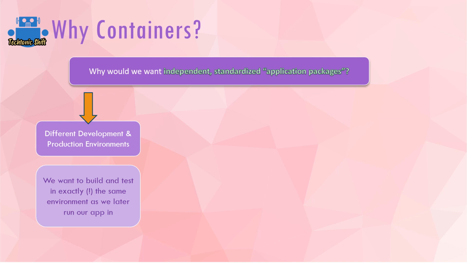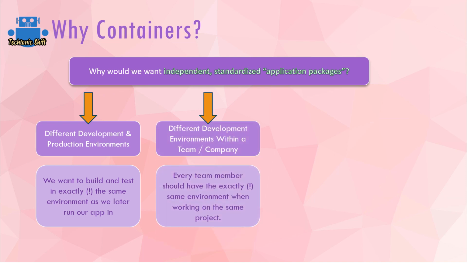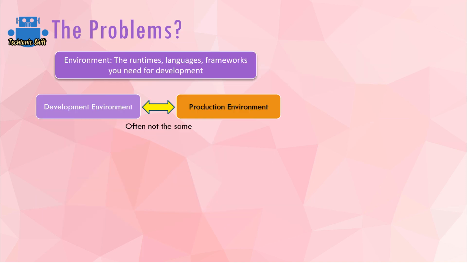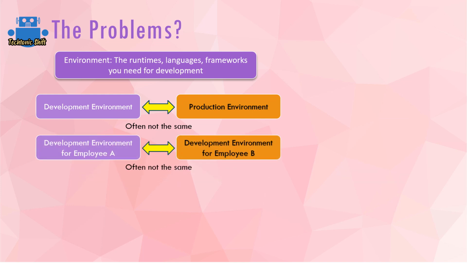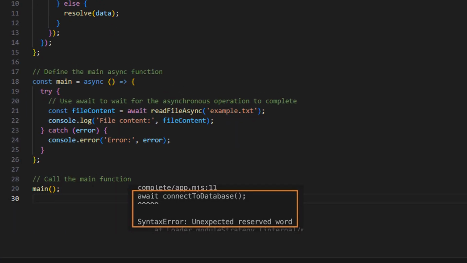So that's one example. Kind of related to that would be another example, different relevant environments within a team or a company. Let's say we are in a big team. I'm working there and you are working there, and now we are working on the same project. For example, that same Node.js application again. Now because you haven't worked with Node for some time or because you didn't need to update, you still have an older version of Node.js installed on your system. And I have the latest version, so I wrote this code with top level await, and when I share the code with you, it doesn't work for you.